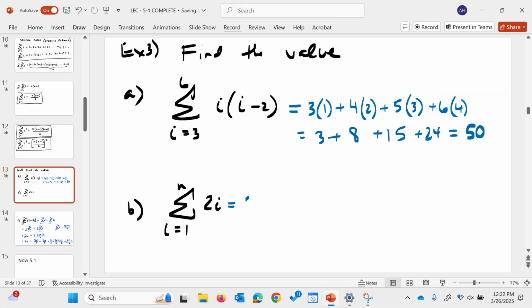Okay, so how about this here? I'm going to move the 2 out in front. I have this here, the sum from i equals 1 to n of just i. So now, do we have an explicit formula for i? Have we seen that before?